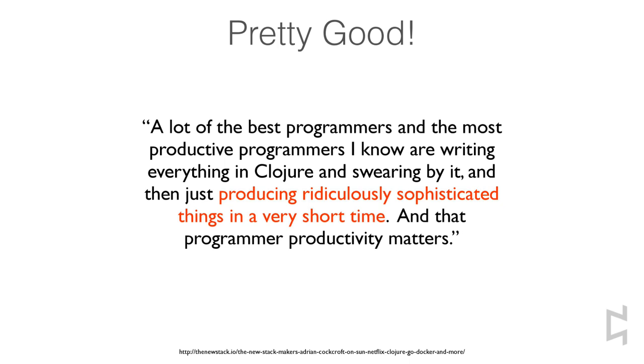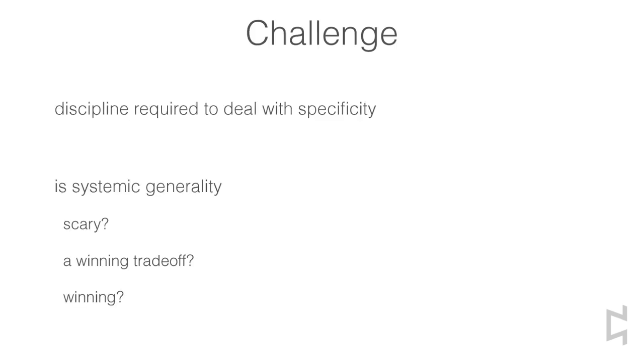So here's a quote from Adrian Cockcroft talking about, wow, I know a ton of smart people. They all seem to be using Clojure and doing really great stuff. That's cool. It's good, but it could be better. And the problem is that there's an incredible leverage that you get from working with general purpose data structures. But the fact of it is, you do actually have specificity in your domain, right? You do actually have orders. You do actually have line items. You have accounts. You have robot arms. You have whatever it is that you have in your domain.